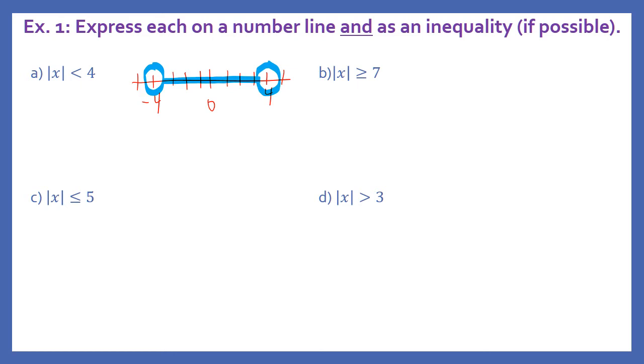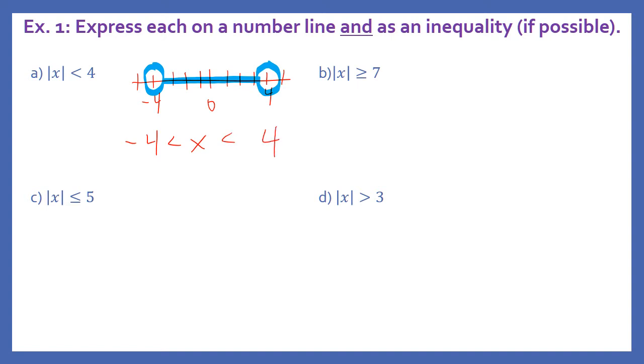We also want to express them as an inequality. So how do I express something between -4 and 4 as an inequality? It's kind of like doing the domain. So that would be -4 is less than x. We're not going to be equal to because it's not a closed dot. Is less than 4.